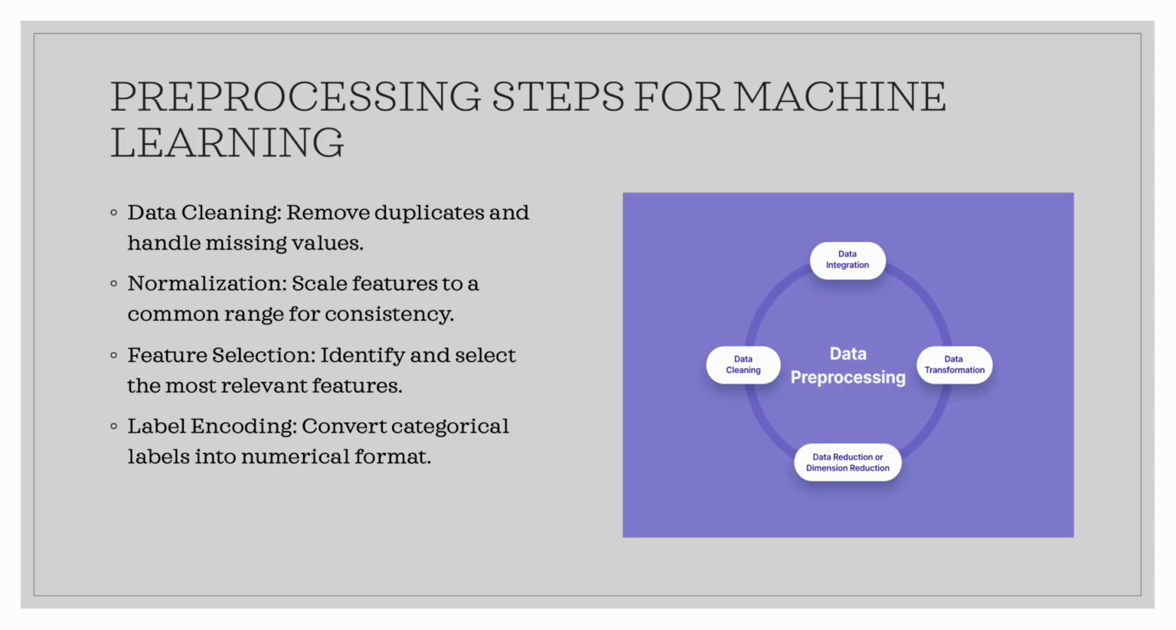Coming to the next slide, pre-processing steps for machine learning. Data cleaning. The objective is to ensure the quality and integrity of the data. The steps involved are removing duplicates and handling missing values. Coming to the importance of data cleaning, clean data is essential for building accurate and reliable machine learning models. The next one is normalization. The objective of normalization is to ensure consistency across features by scaling them to a common range. The steps involved are min-max scaling and z-score normalization.